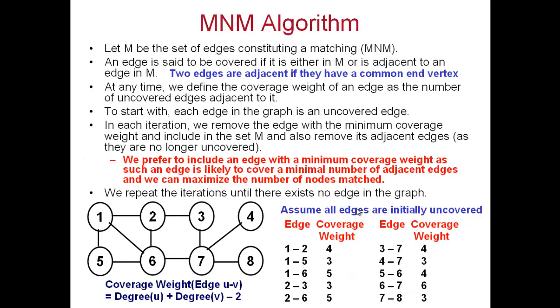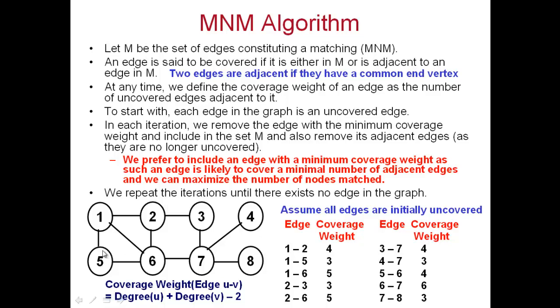Okay, so in order to go through this algorithm, we need to understand this notion of what is called the coverage weight of an edge. The coverage weight of an edge simply captures the number of adjacent edges to that edge. So for example, for this edge 1, 5, the number of edges adjacent to it. What I mean by adjacent edges is that the adjacent edges have one of the end vertices also as an end vertex. So for this edge 1, 5, the adjacent edges are 1, 2, 1, 6 and 5, 6 because they have either 1 or 5 as also their end vertex.